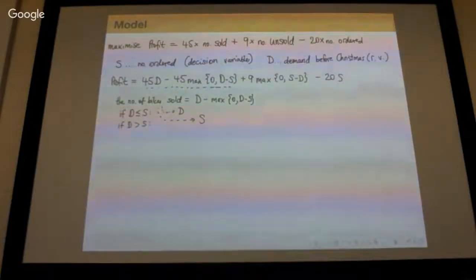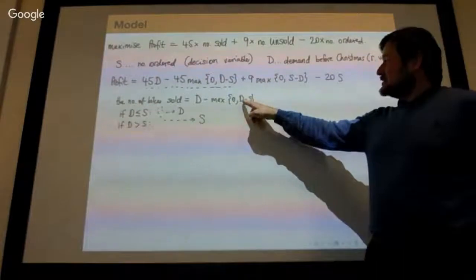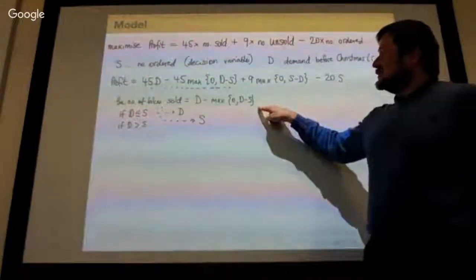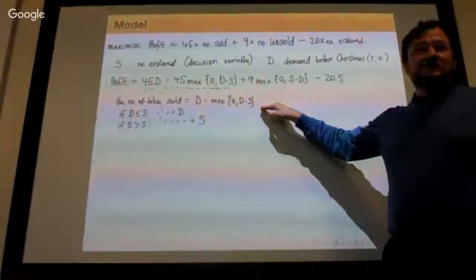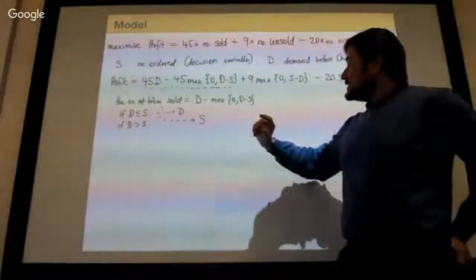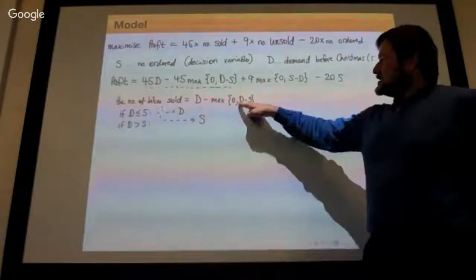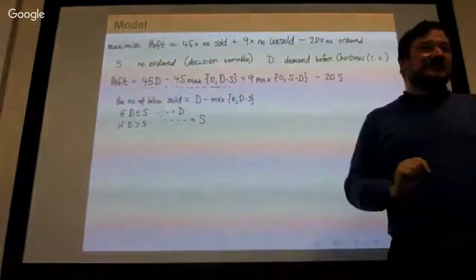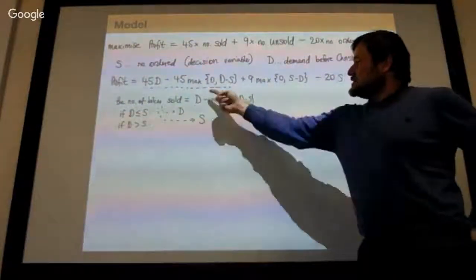Okay, now check. So if D is less than or equal to S, then D minus S is negative, so this maximum is 0. So this whole expression is D. That works. And if D is greater than S, then this is positive. So the maximum is D minus S, and D minus D plus S is S. So it works. So in either case, this expression here gives me what I want.